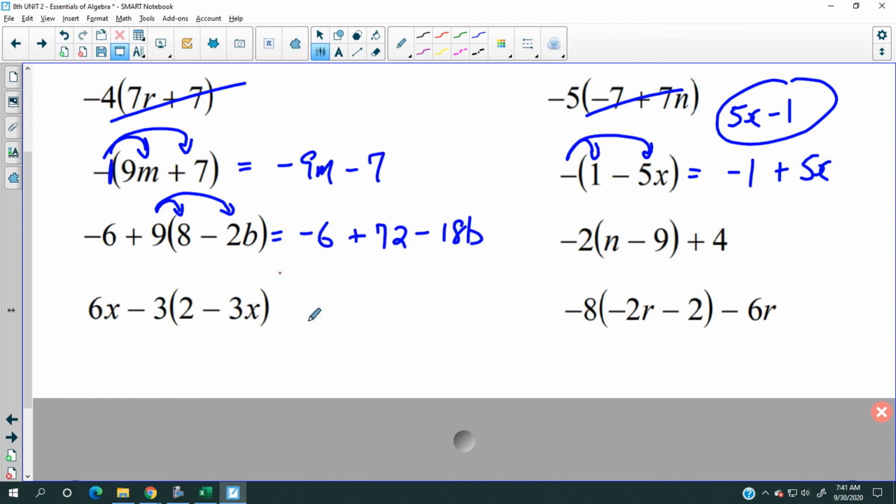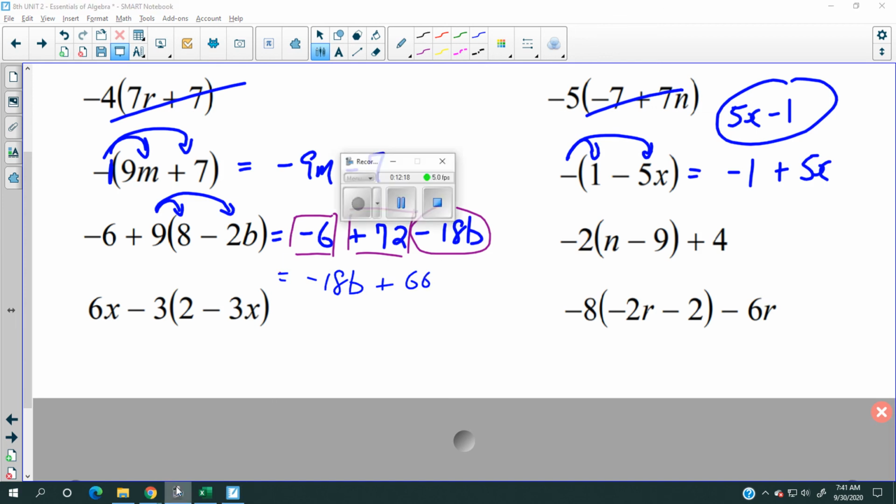OMG, what topic is this? Yep, combining like terms. Who's in the same family? Right, the number family, and then this is by itself. So I'm going to rewrite this first, because as you may well know already, letters come first, okay? Negative 6 plus 72 is what? Yep, positive 66.